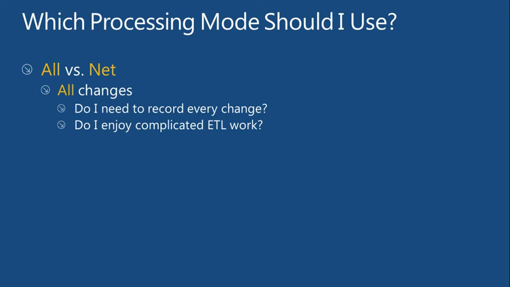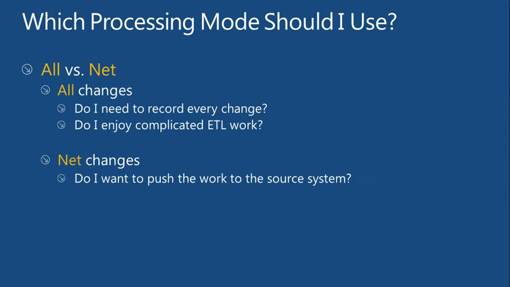The other thing is, do you really enjoy complicated ETL? Are you looking for job security? Do you want to write a script component that nobody else will understand? So if either of these are true, you probably want to use the all changes mode. Net changes. Do I want to push the work to the source system?